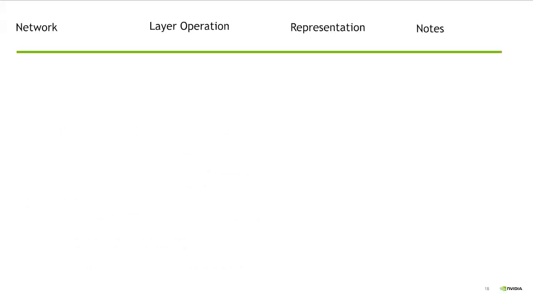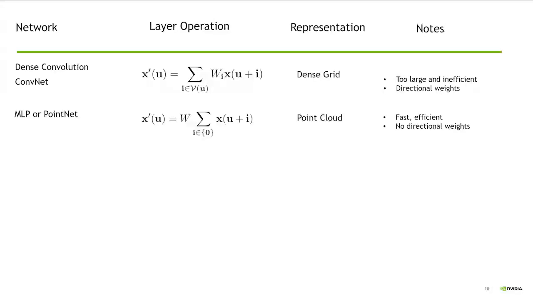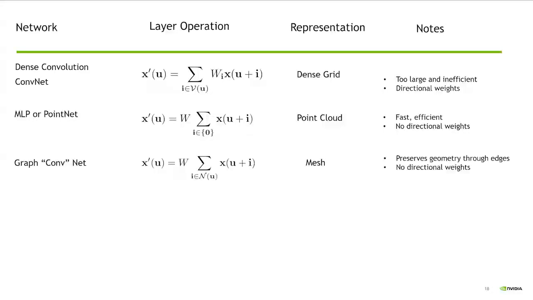In this slide, I'm going to compare some of the most common neural network operators used for 3D perception. First, we have the conventional dense convolution. We have directional weights for different offsets, but representing a 3D space is inefficient and computationally expensive. Next, we have an MLP, or a PointNet. It simply is a matrix multiplication, and you can think of it as a convolution with kernel size 1. Thus, it does not support directional weights. The next operator is a graph convolution.